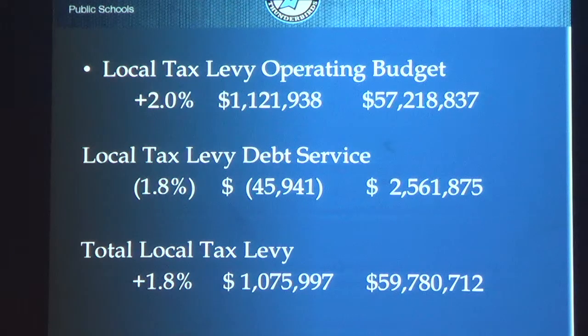Debt service, we're paying off previous referendums. That's actually going down by about $45,000. Although the voters, back when we had elections, would not vote on this line of the budget because they had already voted on it when they approved the referendum, it is still part of the tax base. So when you put together the operating budget plus the tax levy for the debt service, we end up with a 1.8% increase in taxes budget year to budget year.